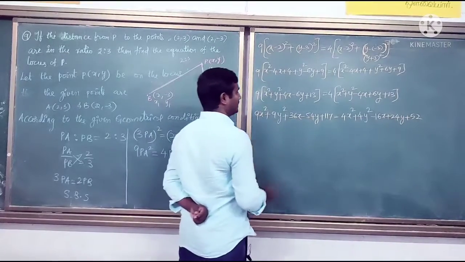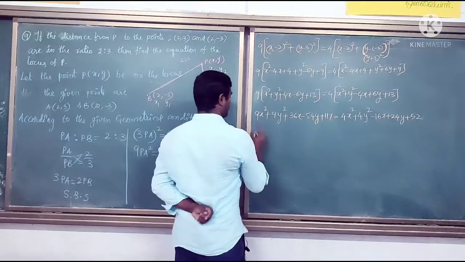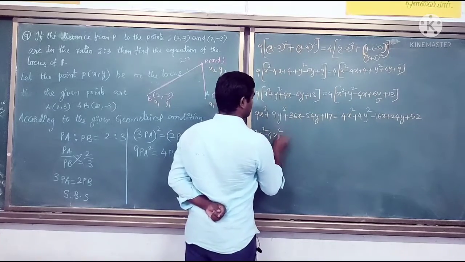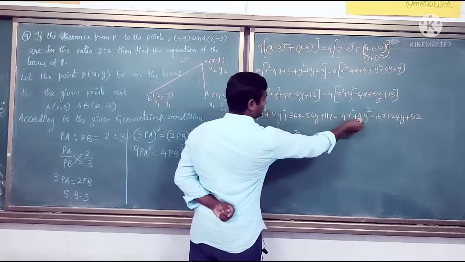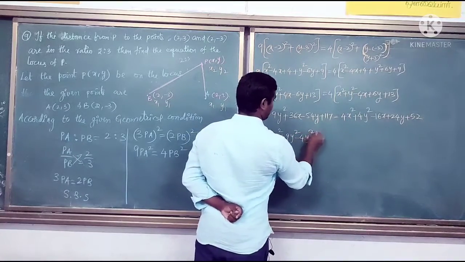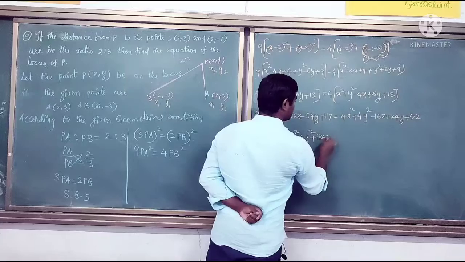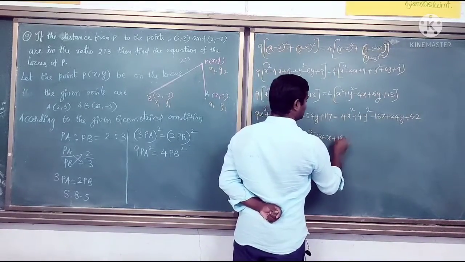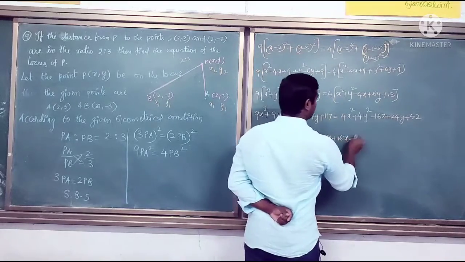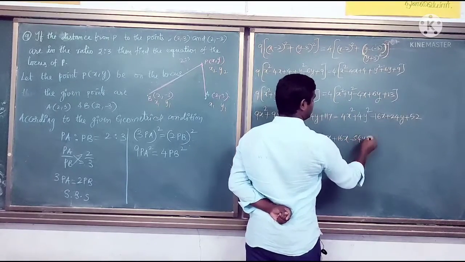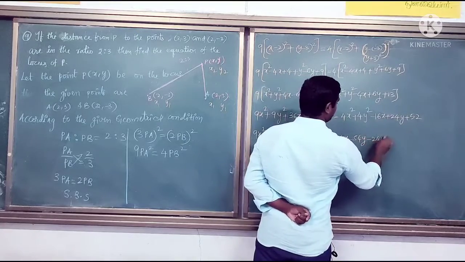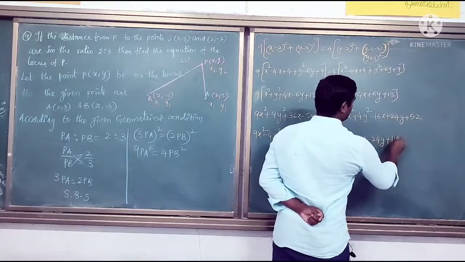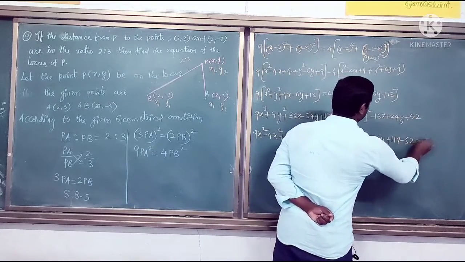So now x terms, all terms you can send to the left side. So 9x square minus 4x square plus 9y square minus 4y square plus 36x plus this minus 16x, if you send left side plus 16x, and minus 54y, and this if you send left side minus 24y plus 117 minus 52 equal to 0.